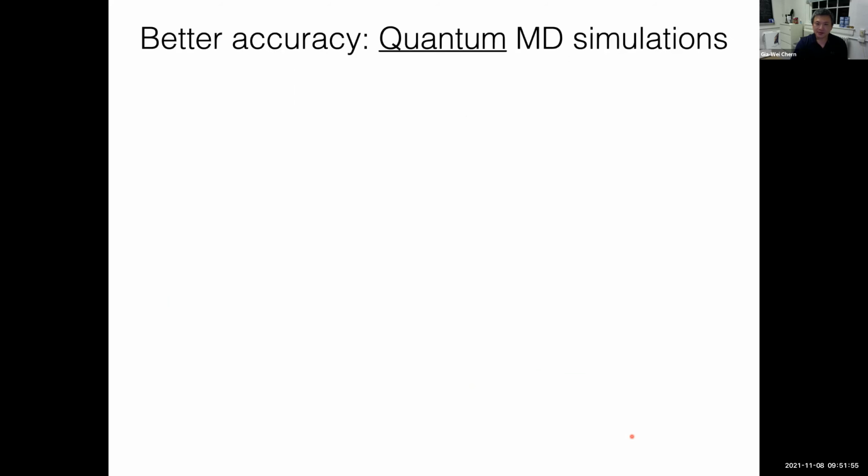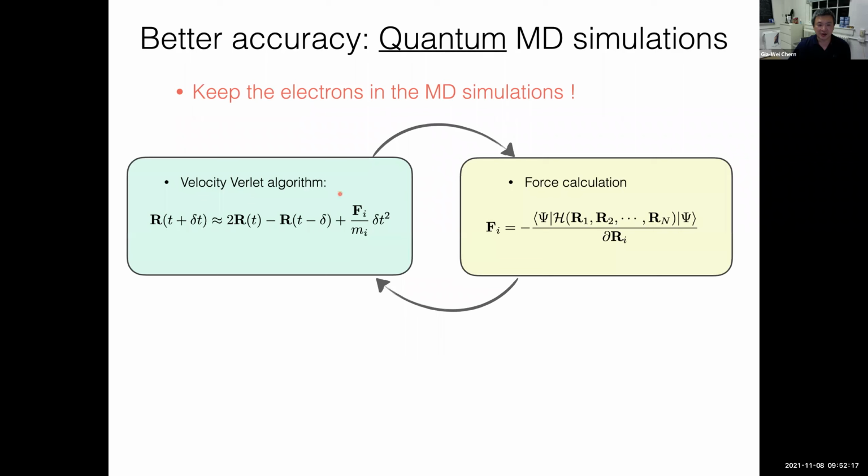In order to improve the accuracy in describing charge transfer or bond breaking phenomena, people can also do quantum MD. This means we keep the electrons in the MD simulations. This is similar to the quantum LLG simulation. Again, we use velocity Verlet to integrate the atoms. For the force calculation, you now need to solve the many-electron wave function, compute the expectation value of the Hamiltonian, and then take the derivative to get the force.